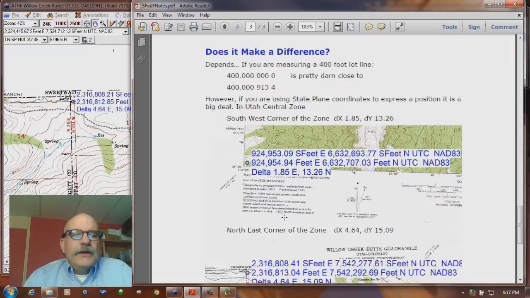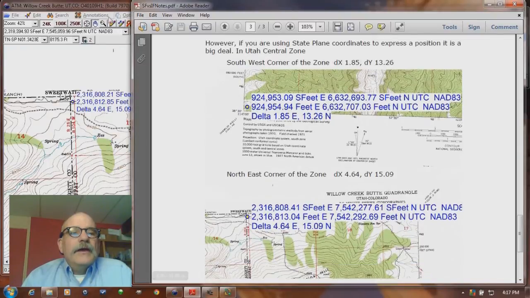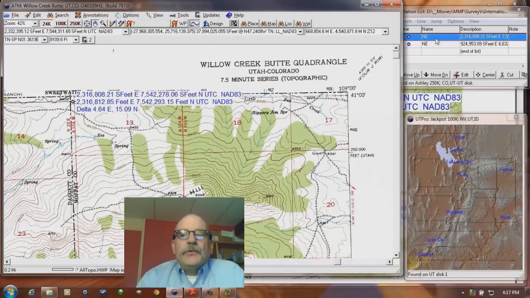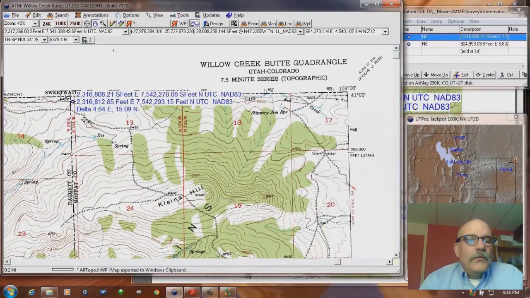So what I've done is I've taken two coordinates. One of them is near the southwest corner of the Utah Central Zone. The other coordinate's near the northeast corner of the Utah Central Zone. And you can see in all topo maps it's pretty easy to do this. Here's three corners. This is where Utah, Wyoming, and Colorado come together. And the difference between international feet and U.S. survey feet is 4.6 feet in the easting and 15 feet in the northing.